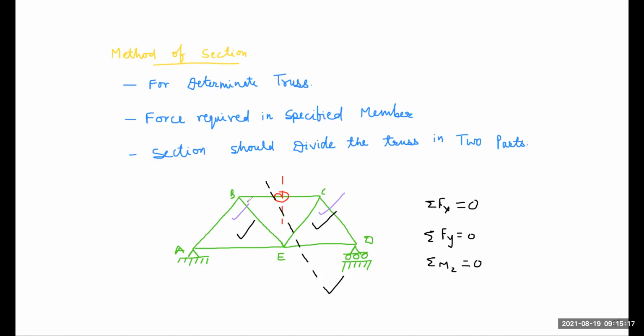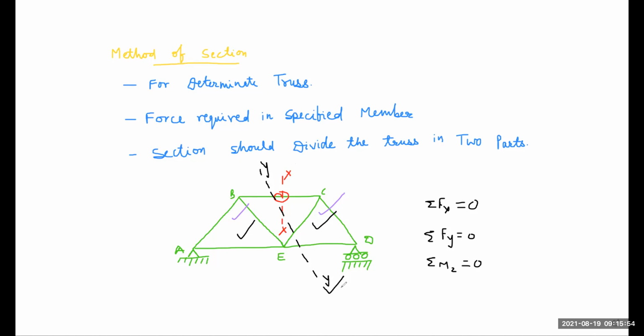So what does the method of section say? This method is used for a determinate truss. It is suitable when force is to be determined in a particular specified member. Next, the section should divide the truss into two equal parts. Here, this right section, the xx section, does not divide the truss into two equal parts, but this black section, your yy section, basically divides the truss into two equal parts.